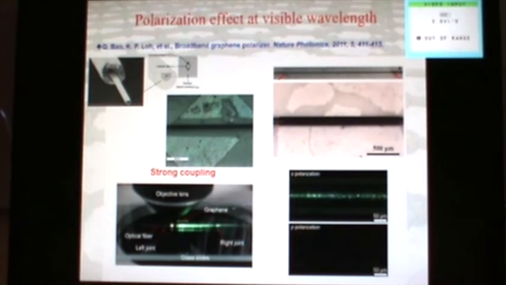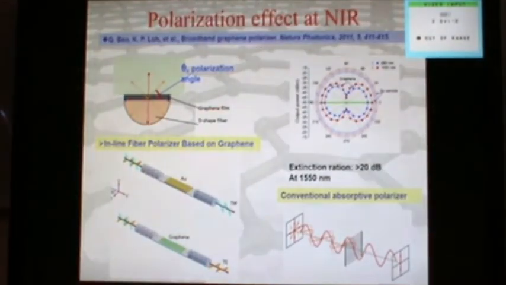This one we did a couple of years ago. The idea is quite simple. We transfer multilayer graphene on top of a D-shaped fiber, so it's a kind of hybrid waveguide structure, graphene on top of the fiber. The interesting thing is that the light coming out from this fiber is highly polarized. This is the schematic of the device, a cross-section view of the fiber. And it is quite different from the case with metal.